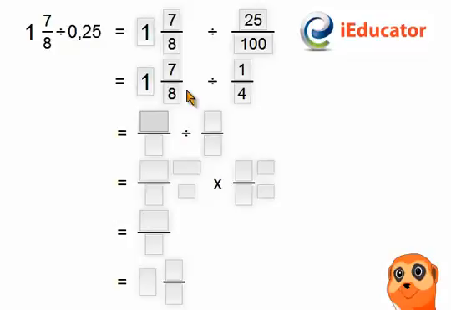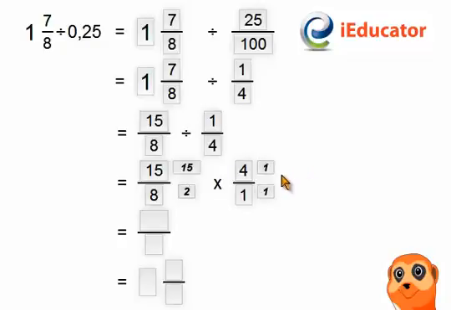Now, what I can do is convert this mixed number into an improper fraction. 1 times 8 is 8, and 8 plus 7 equals 15. I place that over the 8, and we are dividing by 1/4. So 15 over 8, what I do now is I invert this and multiply. So I multiply it by 4 over 1. 1 can go into itself once and into 15 times. 4 can go into itself once and into 8 twice.